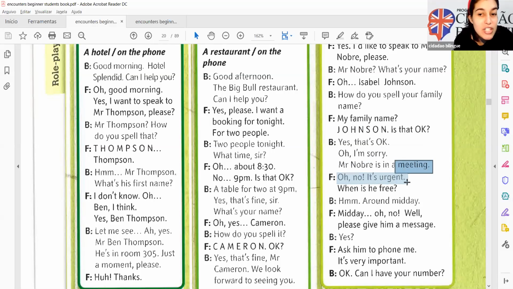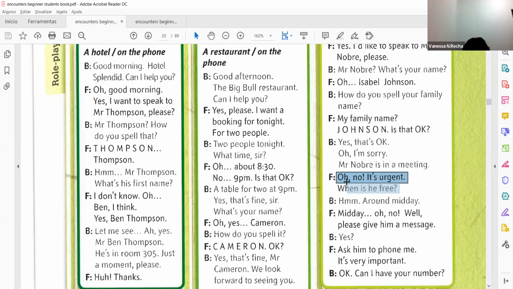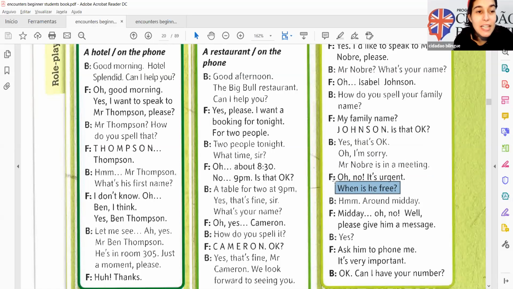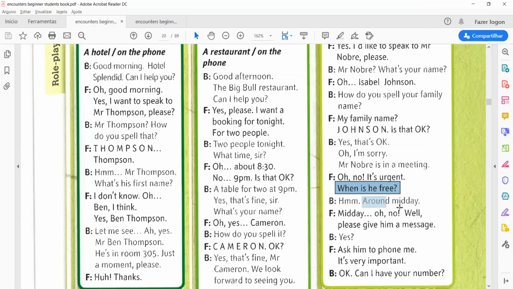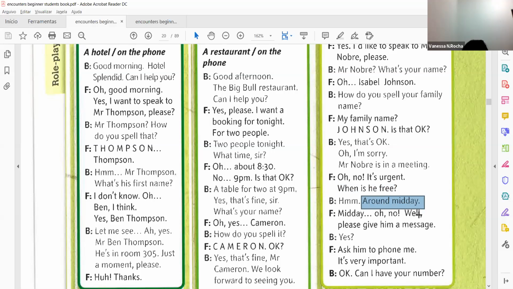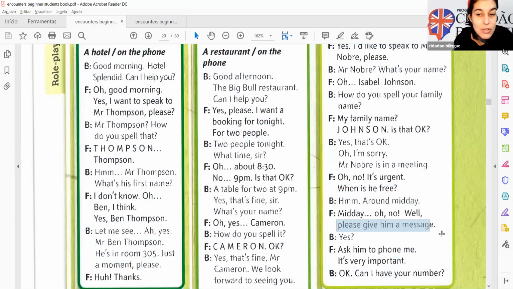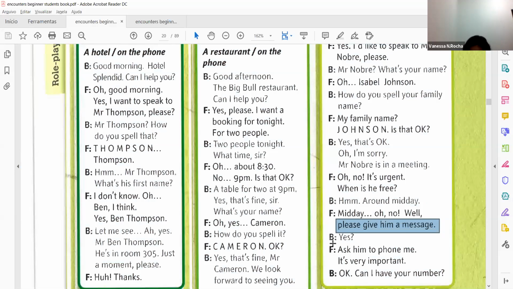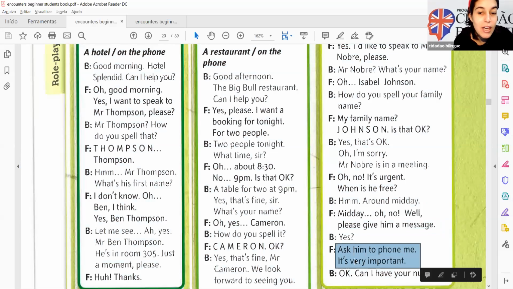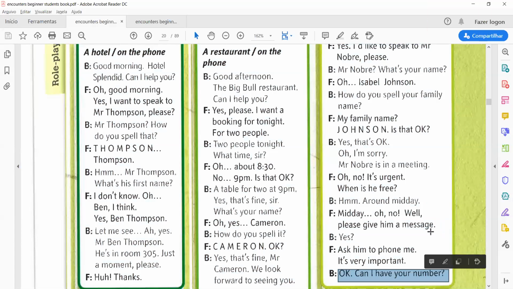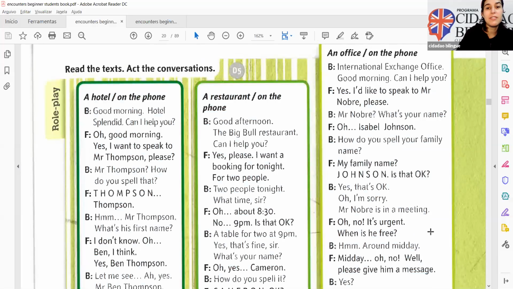Meeting. Oh no, it's urgent. Urgent. Okay? When is he free? When is he free? Around midday. Around midday. Well, please give him a message. Okay, please give him a message. Ask him to phone me. It's very important. Okay, ask him to phone me. It's very important. Okay, can I have your number? Okay, so now we are going to do it again, and Vanessa is going to start, please.